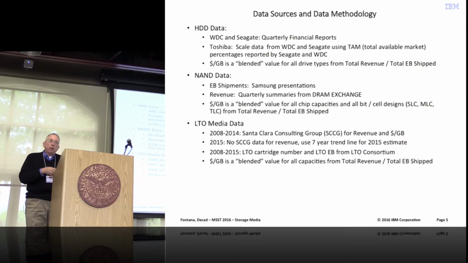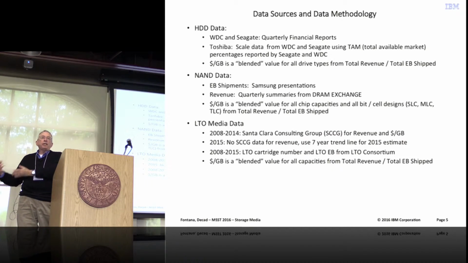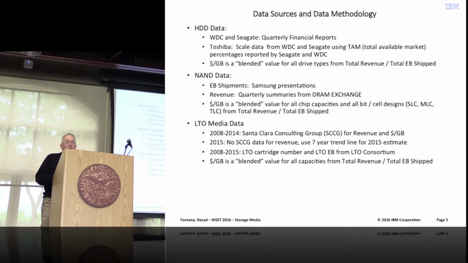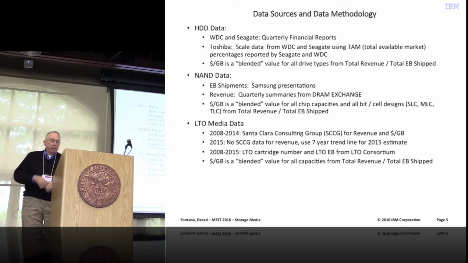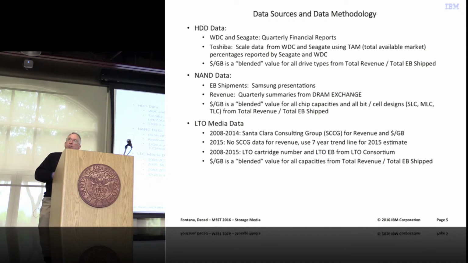So clearly, a cost for an enterprise, or let's say an 8 terabyte drive, is a little bit different in dollars per gigabyte than something where you have a 1 terabyte drive that goes into your laptop. So it's a blend, is what I'm trying to say. For NAND or flash, Samsung presentations typically always project growths. DRAM exchange gives you sort of the revenue by quarter. And again, the dollars per gigabyte is a blended value. So that includes the 2-layer, the 3-layer chip, the multi-layer devices, the devices built at 16 nanometers or 24 nanometers.